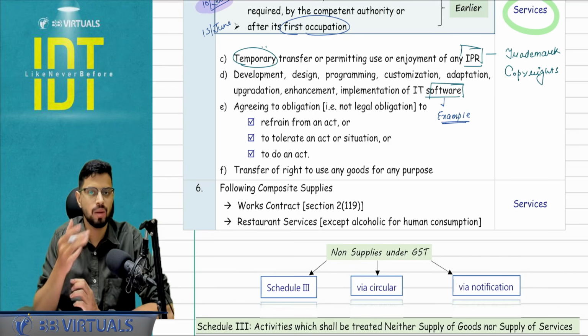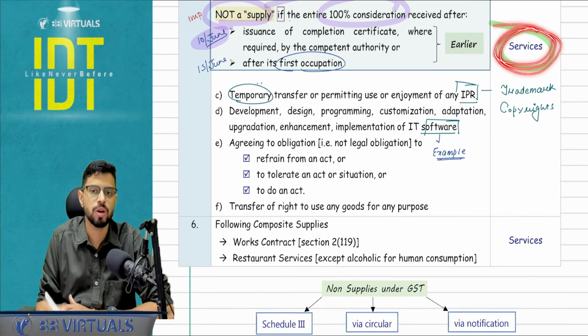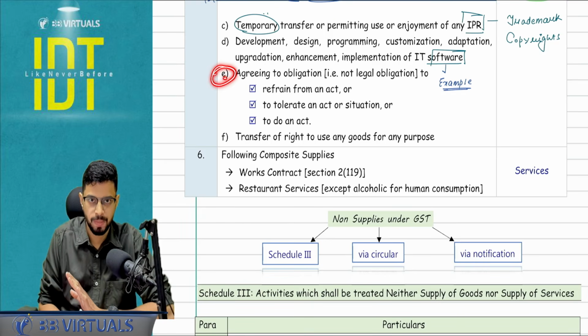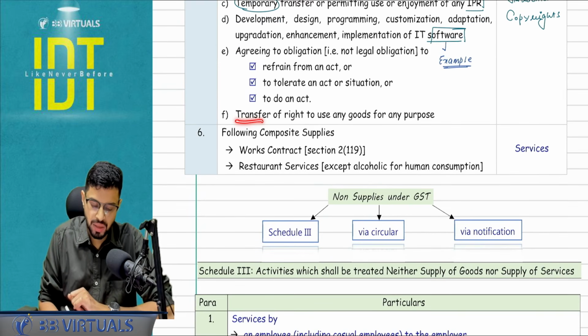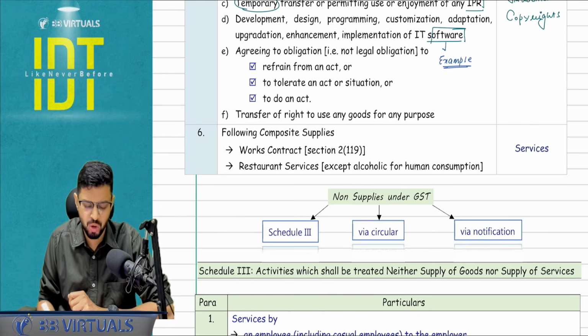This was one of the problems which was happening in the earlier law, that we have clarified by providing in Schedule 2, Para 5(e). We will understand this mostly tomorrow with certain analysis. There is some analysis I have to do here. Transferring the right to use any goods for any purpose: same, I'm not transferring the title, only the right to use.